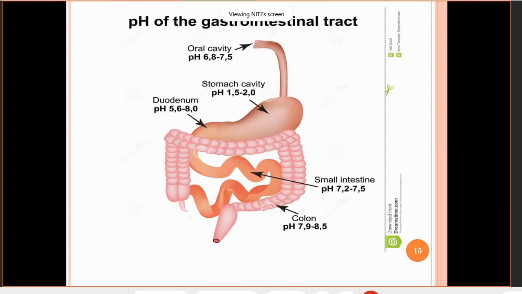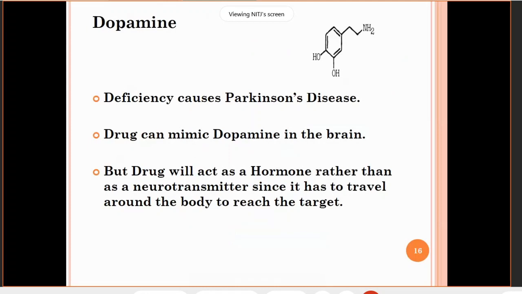This is the pH of the different organs, the GI tract in our system within the body. So let me give you certain examples of how the controlled and sustained drug delivery system is very important in the body. We can take the example of dopamine here. The absence of dopamine causes Parkinson's disease in the body. The drug can mimic dopamine in the brain, but when we give this dopamine from outside, this drug will act as a hormone rather than as a neurotransmitter, since it has to travel around the body to reach the target. That's the main problem.